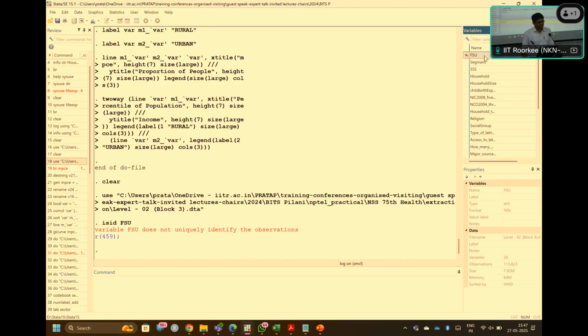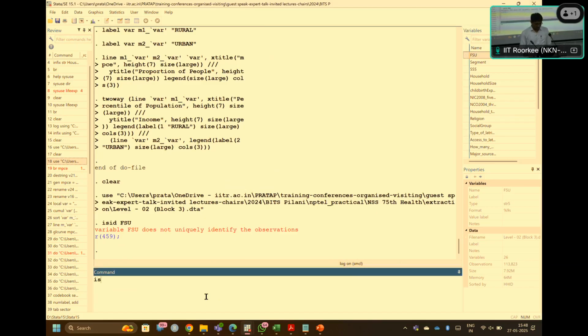It might carry our district code. It might carry our village code. It might carry our household code as well. So, just FSU is not uniquely identified. It says that the variable FSU doesn't uniquely identify the observations.